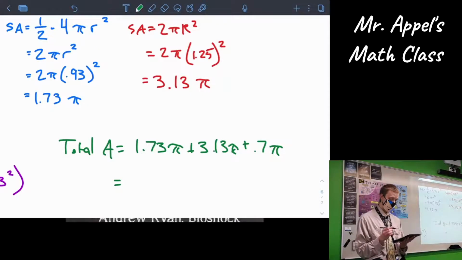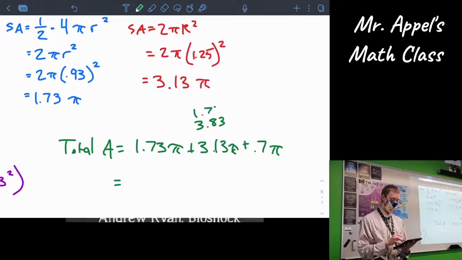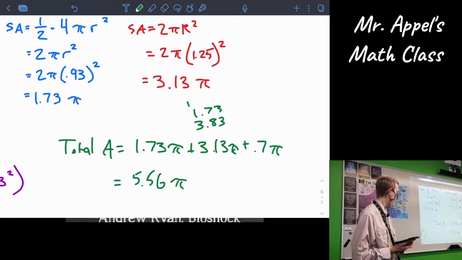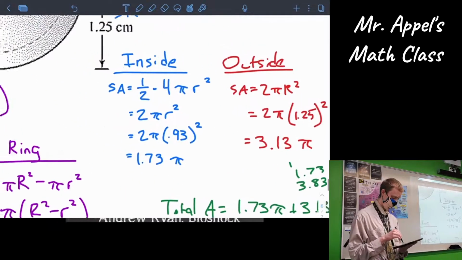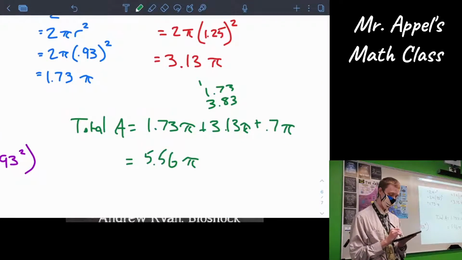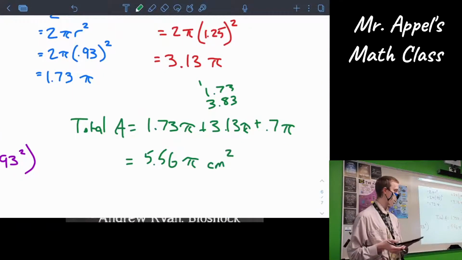So let's see, 1.73 plus 0.7 makes that 2.43. Let's see, we got 3.83 there plus 1.73. So 6, 15, carry the 1, 5.56 pi. And what are the units? Centimeters, I found the area, so they're actually centimeters squared.